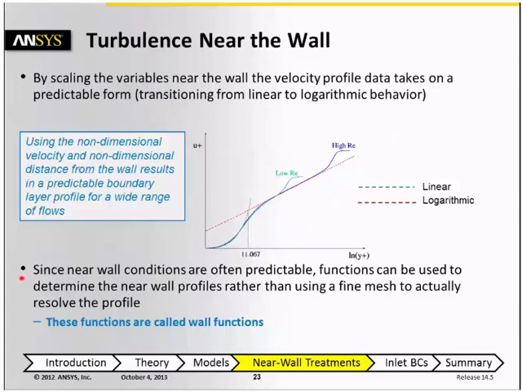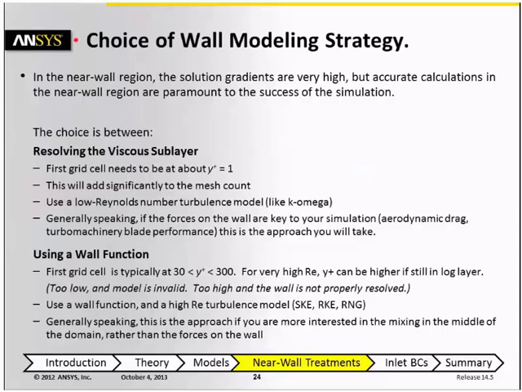Because near-wall conditions are often predictable like this, then functions can be used to determine the near-wall profiles instead of using a very fine mesh that actually resolves them. The functions that do this are called wall functions. Two different strategies are available for dealing with the near-wall region where solution gradients are very high. Accurate calculations here can be critical to the success of the simulation. The two strategies are either to resolve the viscous sublayer with the mesh or to use a wall function.